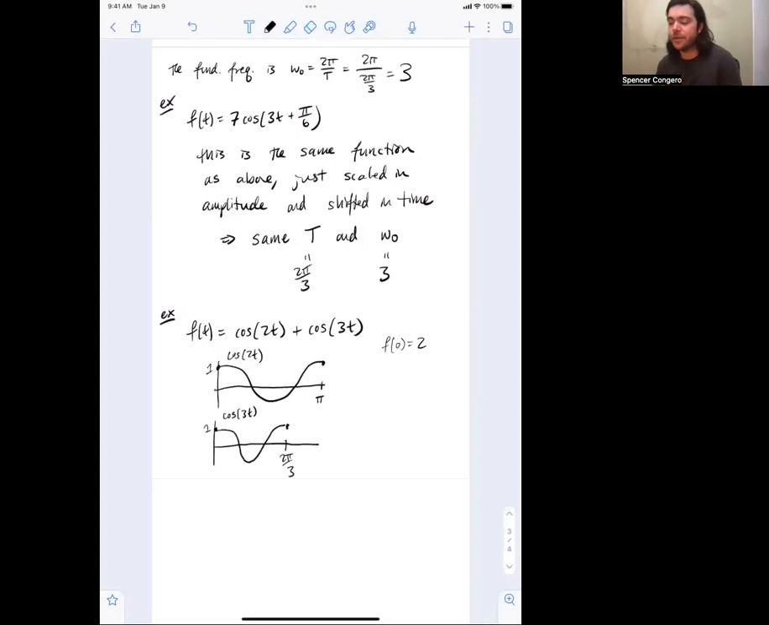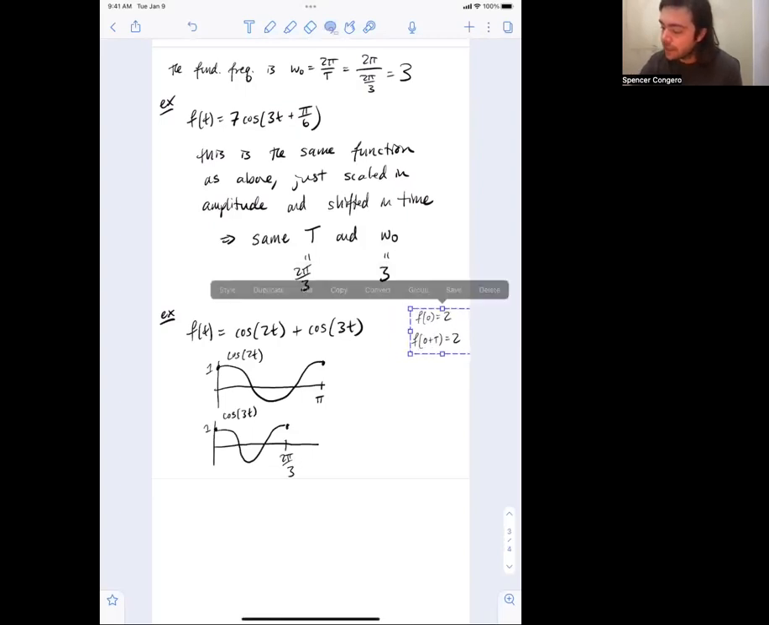And so whatever the period of this function is, when I look at f of 0 plus t, that better be 2 as well, right? That better be 2 as well. And actually, I'm going to need more room, so I'll move this over. Okay, that's got to be 2 as well.